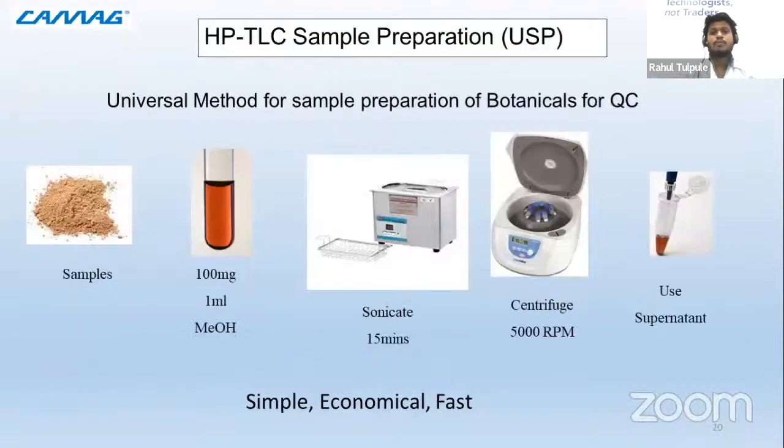So I just want to move over here to the sample preparation. Here in this sample preparation, it is a very simple and universal method for sample preparation of botanicals. Whenever we have a sample, we weigh 100 mg and add 1 ml of methanol. 100 mg to 1 ml is the ratio. Then we sonicate it for 15 to 20 minutes, centrifuge it at 5000 rpm for a few minutes, and use the supernatant.